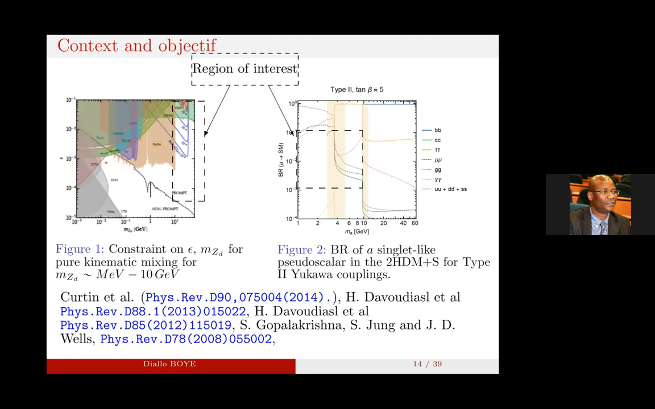So that's why I was saying before that this particular analysis is only sensitive to the mass mixing between the standard model Z and the Z dark, which is given by that parameter delta.